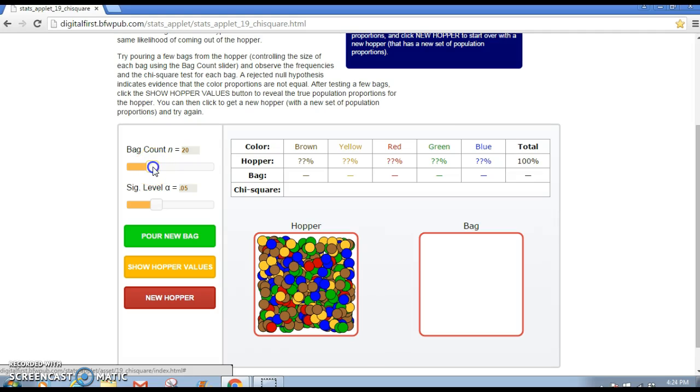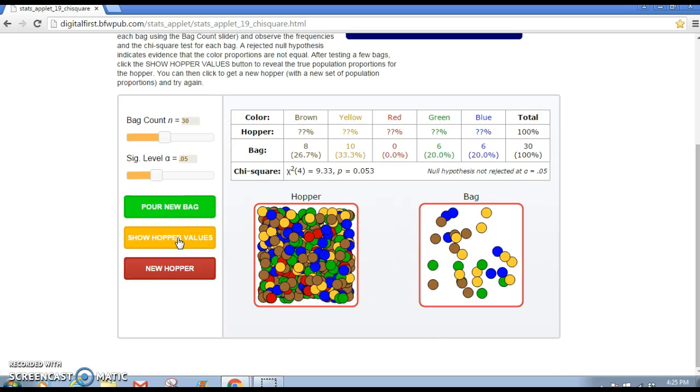So what I'm going to do is change the bag count a little bit higher. We want to make sure that we have a large enough sample size. And I'm going to leave this significance level at 5%. So you're going to click down here, pour a new bag, and a random sample is selected from this population in the hopper. Okay? The frequencies of each color are given here, and then they also give the percentages below it.